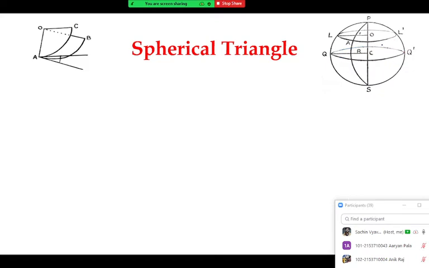Next definition that we have here is the lune. This word you are already familiar with. Anyone guess what it is related to? Lune is a word you generally use in our day-to-day life. Yes, anyone? What is a lune? This is related to, yes?